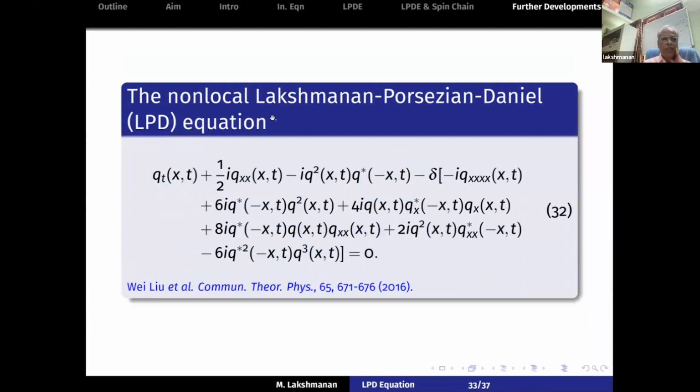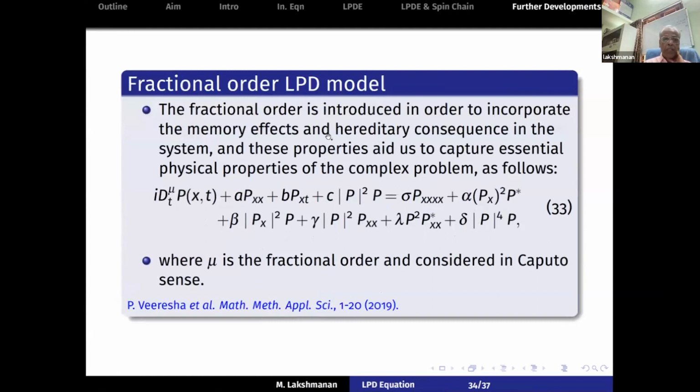For example, you have the nonlocal LPD equation with the same structure, but with appropriate changes in the spatial variables, Q star of minus x, t, in different terms and so on. This has been analyzed, and different kinds of solutions have been obtained. Fractional order is introduced in order to incorporate the memory effects and the hereditary consequences of the system. So by considering fractional-order time derivatives, for example, i d t to the mu, where mu can take some fractional value, it need not be just one, but could be some arbitrary value.